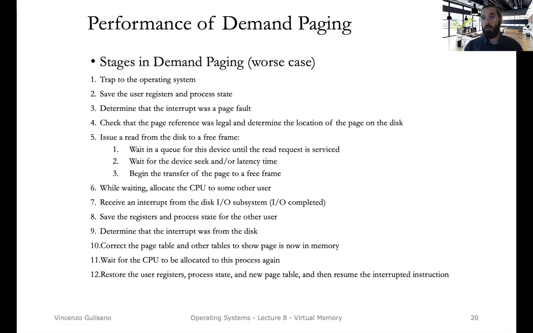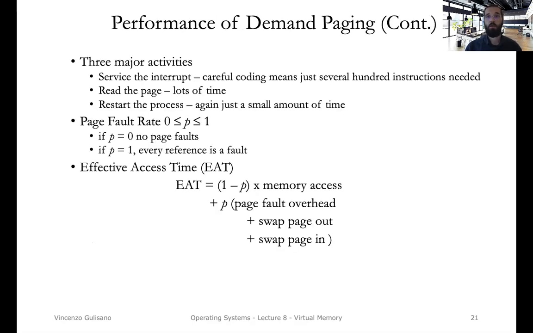Actually you can get an estimate of how bad it can get. You have three major activities. You need to service the interrupt, you need to read the page, and then you need to restart the process. If you define P to be the page fault rate, 0 means there is no page fault. Basically, it means you load everything into memory, so it's paging without virtual memory. 1 is the laziest approach, means every time you need a page, you need to first load it because it's not in memory.